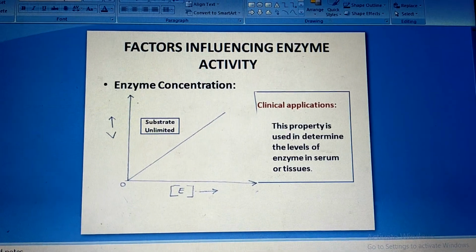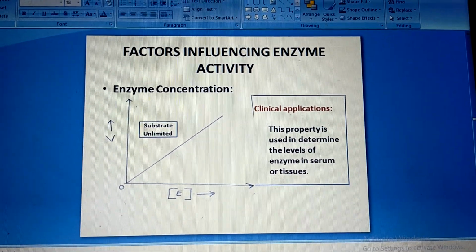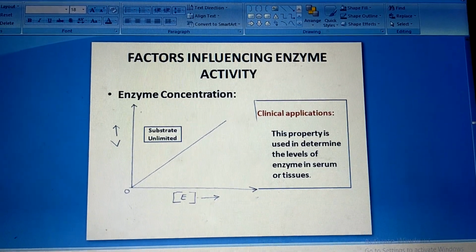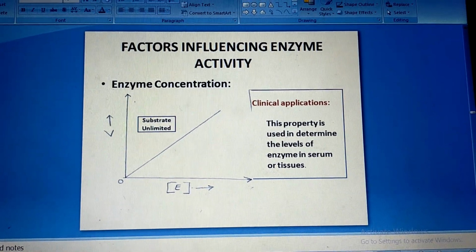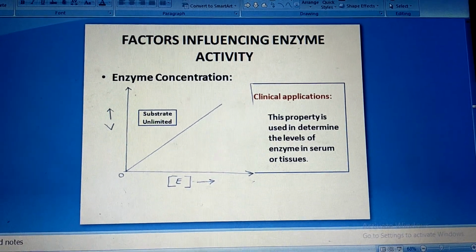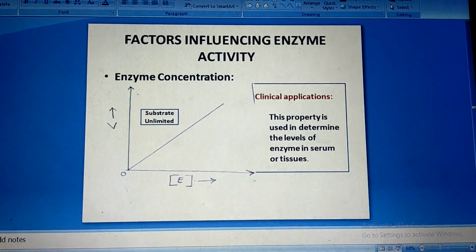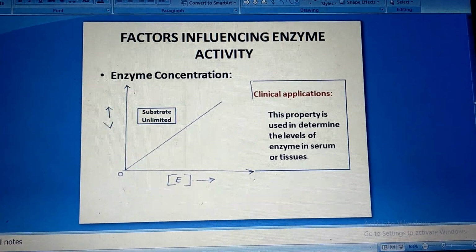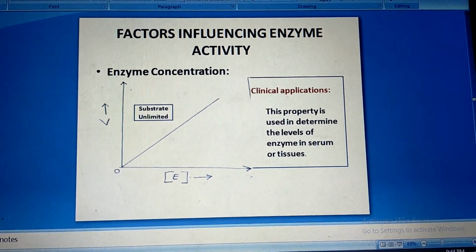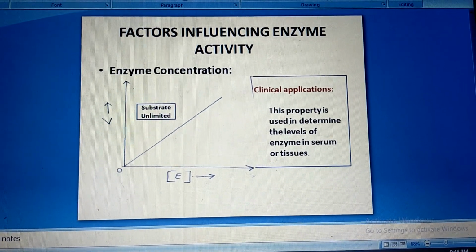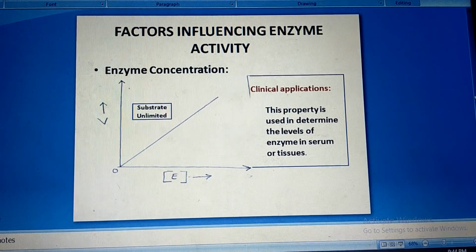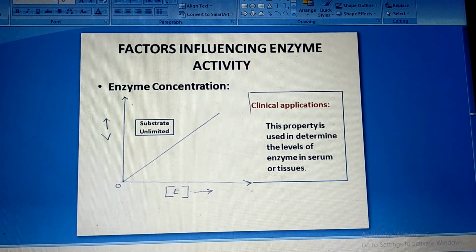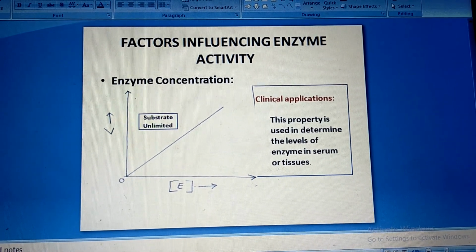Out of this, the first factor is enzyme concentration. As we have seen in the graph, when the enzyme concentration increases on the x-axis, velocity of the reaction also increases, and this gives us a straight line graph. Here one should keep in mind that substrate should be unlimited. So velocity of the reaction is directly proportional to enzyme concentration. Now this property is used to determine the levels of enzyme in the serum and tissues.